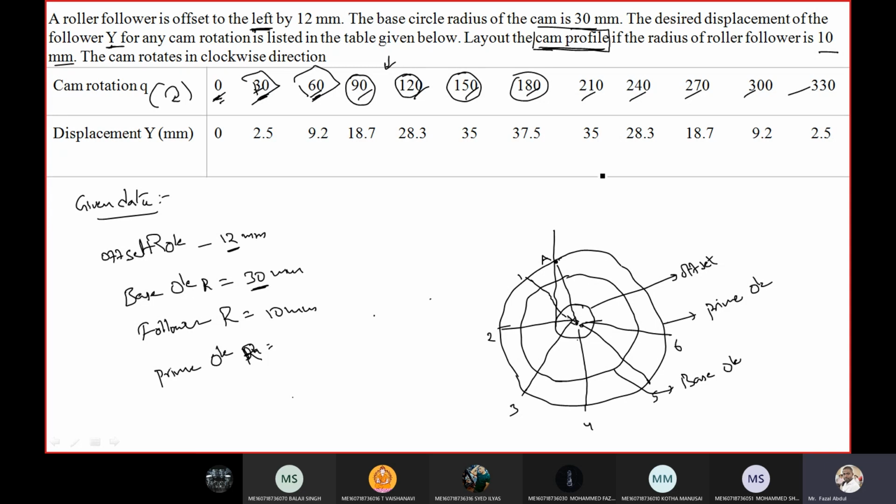Then 210 degrees. Measure 210 and place here as the 7 point. And next is 240, somewhere here, the 8th point. Then 270, 300 the 10th point, and 330.